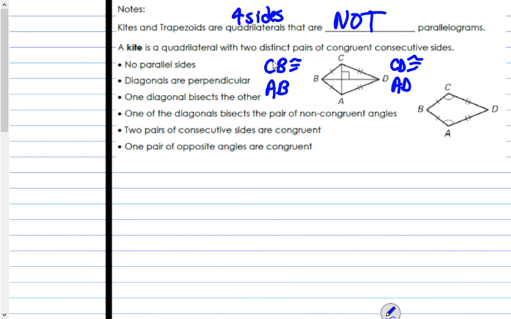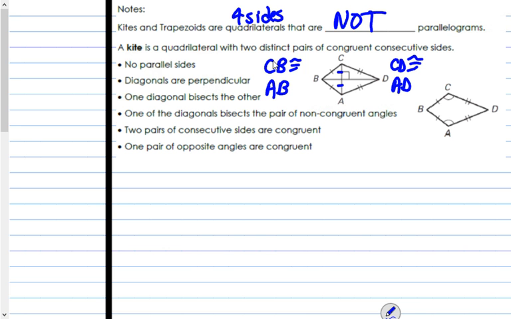Their diagonals are perpendicular, which means they intersect at a 90-degree angle. One diagonal bisects the other. So they're not both being bisected, but one of them is bisecting the other. So the long one is bisecting the shorter one, cutting it into two equal pieces. One of the diagonals bisects the pair of non-congruent angles.